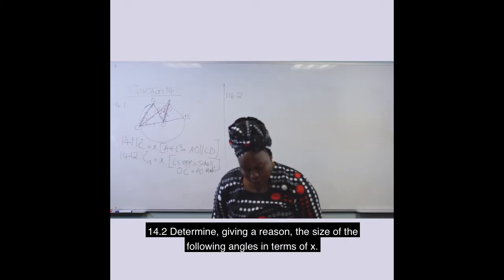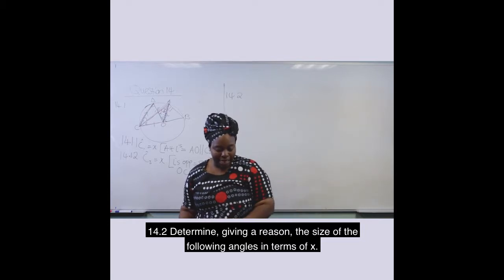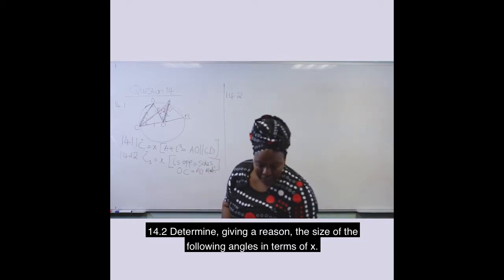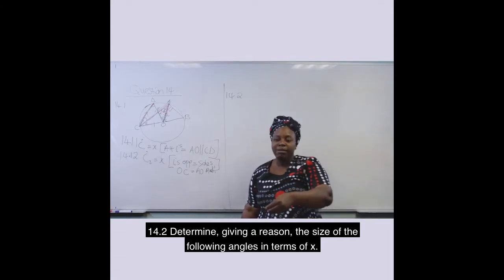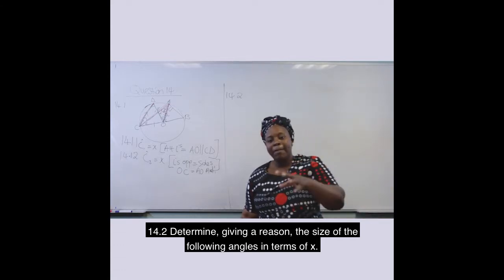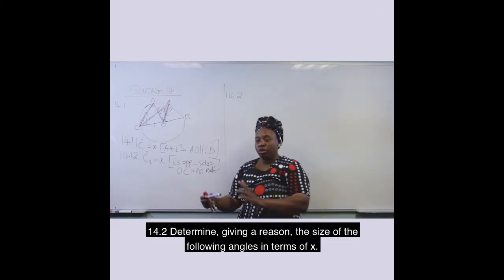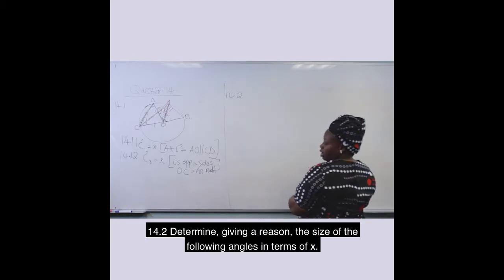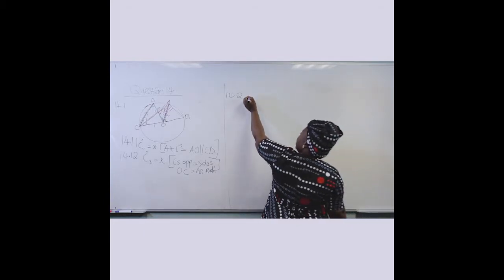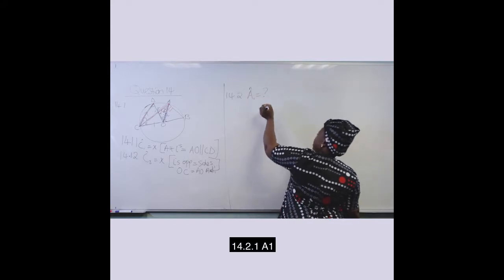Determine giving reason. Now you actually have to do it. And the 3 marks, the 2 marks, that's where they're coming. Determine with giving reason the size of the following in terms of X. Remember, in terms of means that X must be there. Not necessarily that the answer must be X, but whatever you write, X must be there. And the first one is A1. So let's look at it and see how we're going to get A1. So we need to find A1 in terms of X. This is the question at hand.